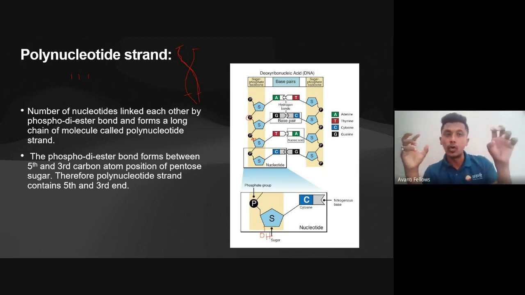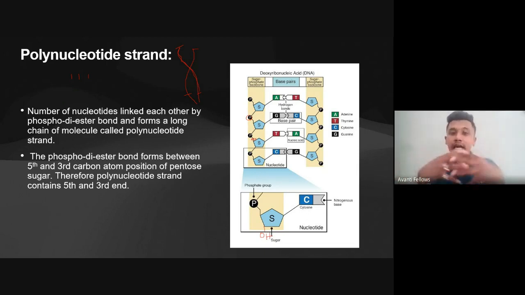So this phosphate group and the OH group, once they come together, form this bond called the phosphodiester bond. Once they form this phosphodiester bond, a water molecule goes out, thereby forming this covalent bond, the phosphodiester bond. Now this will create a polynucleotide chain.